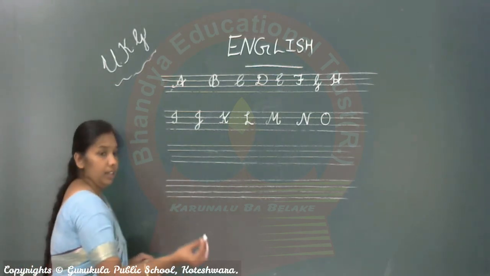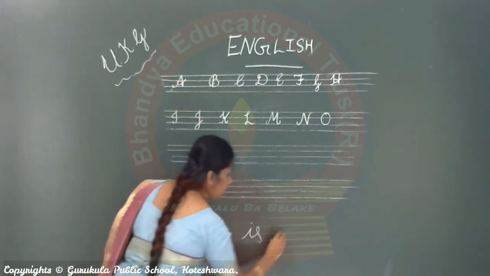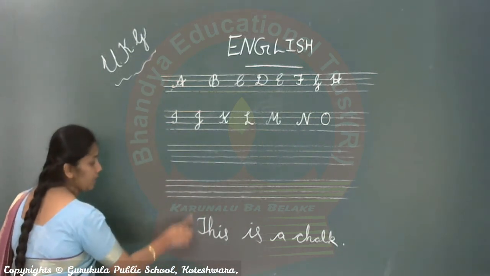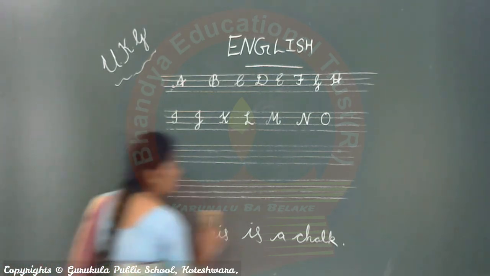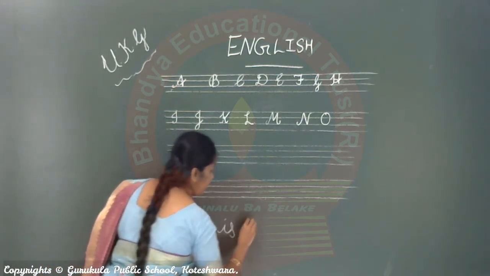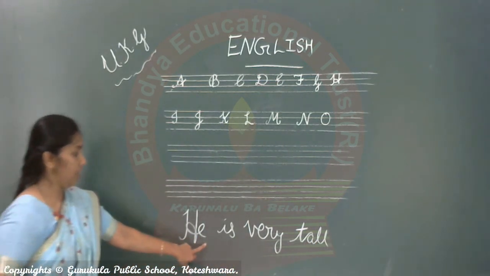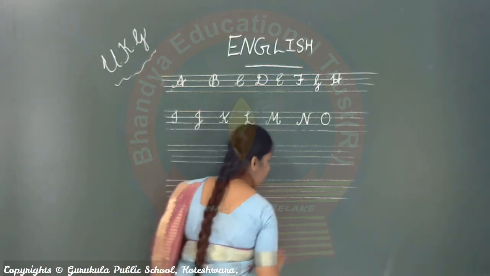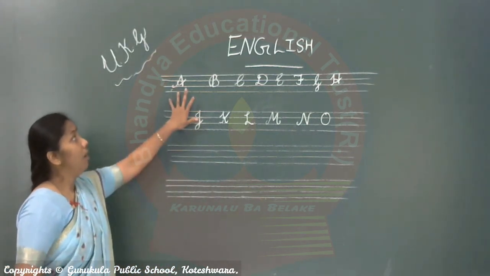And suppose I say, this is a chop. You can't read right now, you will do it in the next classes. But this is one sentence. In this, the first letter should always be capital. So, this is T, a capital letter. Or else, he is very tall. In this, H should always be a capital letter. So, you need to practice the capital letters also, which will be very useful when you go to the higher classes.